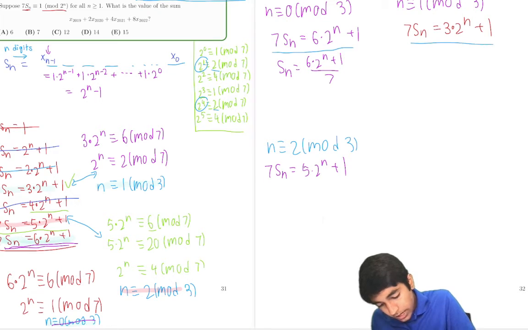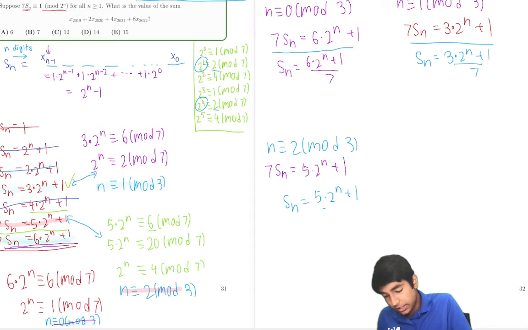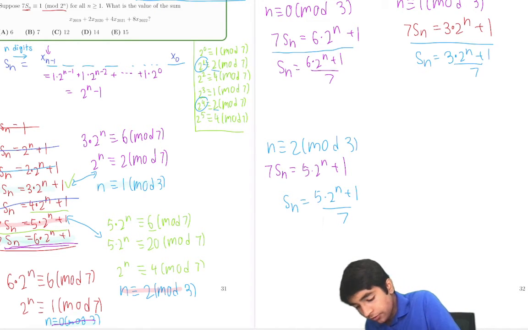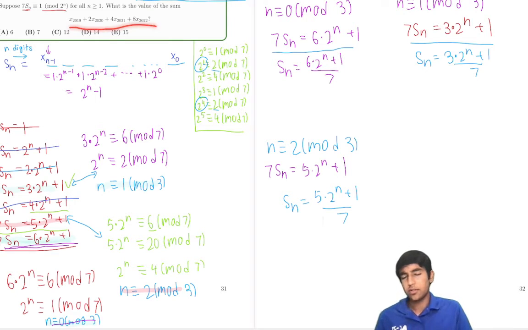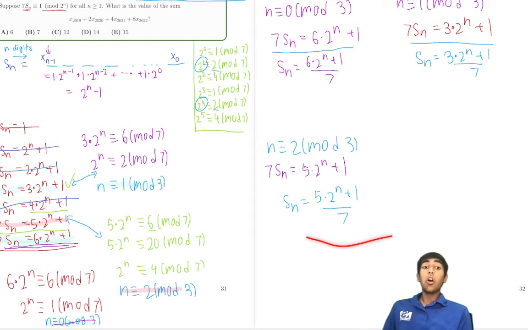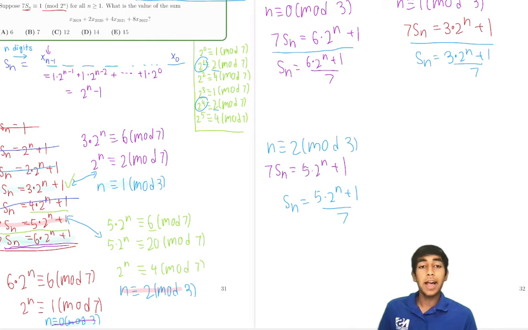Over here, we have S of n is 3 times 2 to the n plus 1 over 7. And again here, same thing, 5 times 2 to the n plus 1 over 7. Okay, let's go back to what we're looking for. We're looking for the sum of x values. Wait, x values? We have s values. Okay, so we have to somehow convert from s to x values.